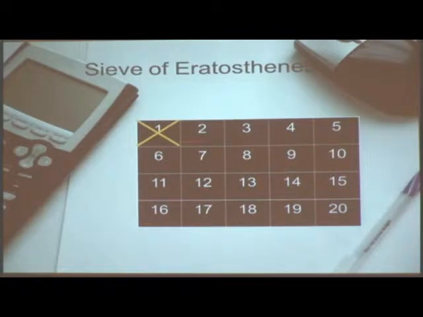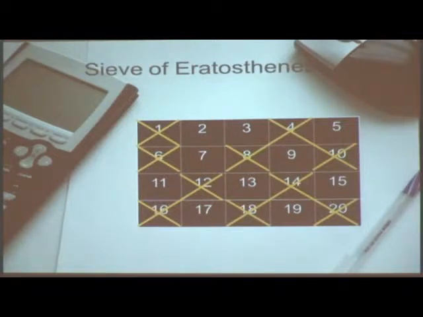Then we go on to the next available number, 2, and we cross off its multiples. So we cross off 4, 6, 8, all the way up to 20. Then we go on to the next available number, 3. We cross off its multiples. So 6 is already crossed off, 9, and then 12 is already crossed off, and we go up to, in this case, 20. And then the same rule applies here. We only need to test up to the square root of our largest number.